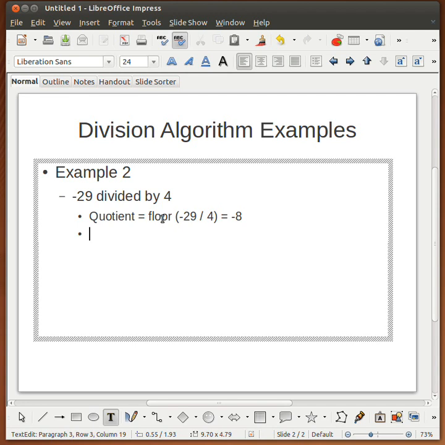So what is the remainder this time? Ordinarily you would have thought that the quotient was equal to negative 7. So negative 7 times 4 is negative 28. You have negative 29. And so the remainder would be negative 1. This was what we had come across in the earlier video. But then we had a problem.